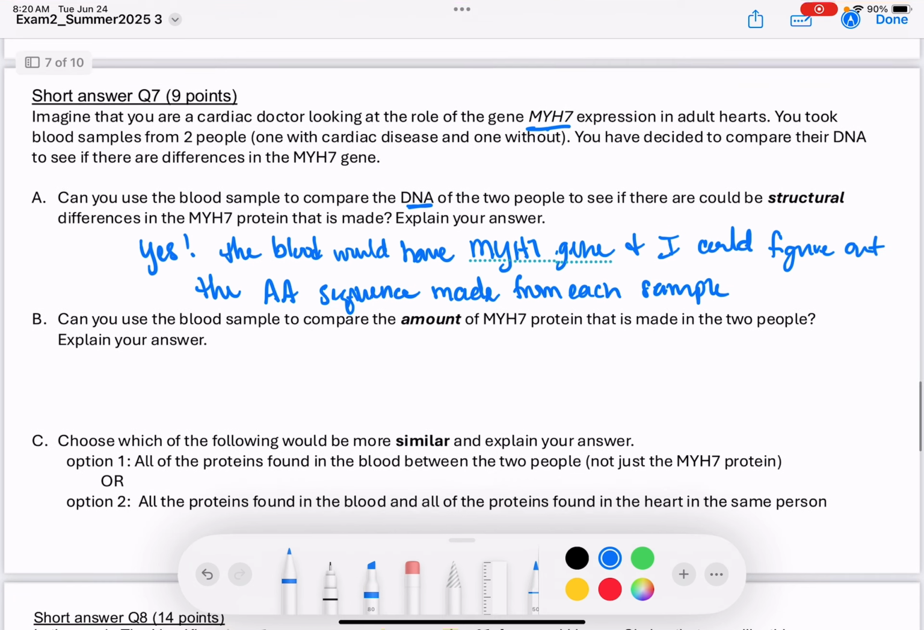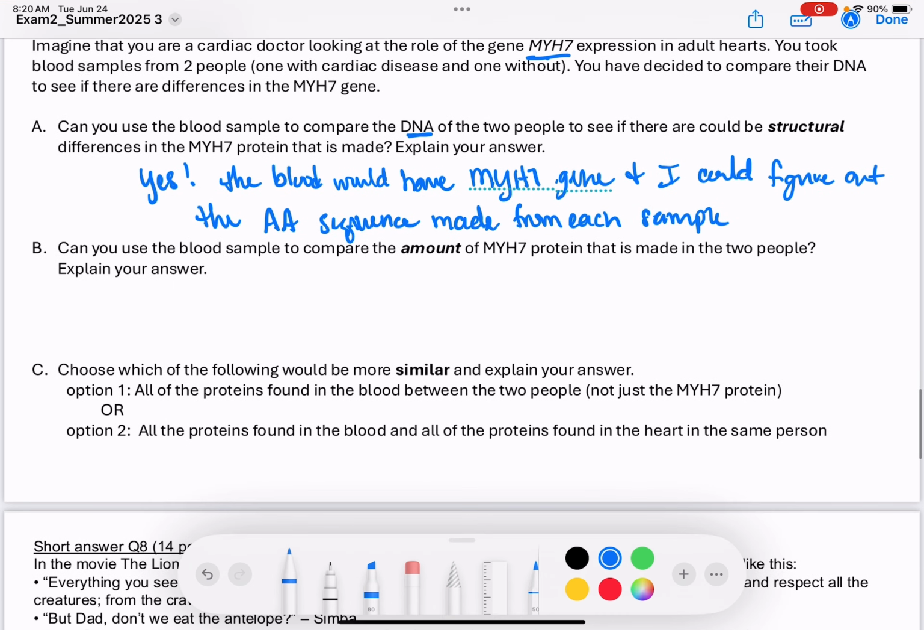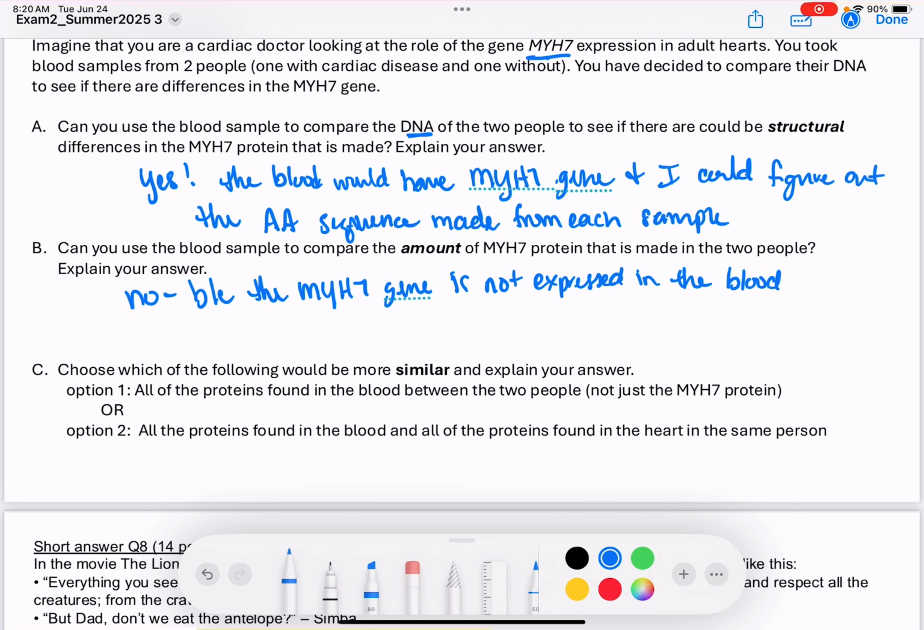And then, can you use the blood to compare the amount of MYH7 protein that is made between the two people? So my initial thought for this was no, because the MYH7 gene is not expressed in the blood. But I ended up accepting a few different answers here, actually.